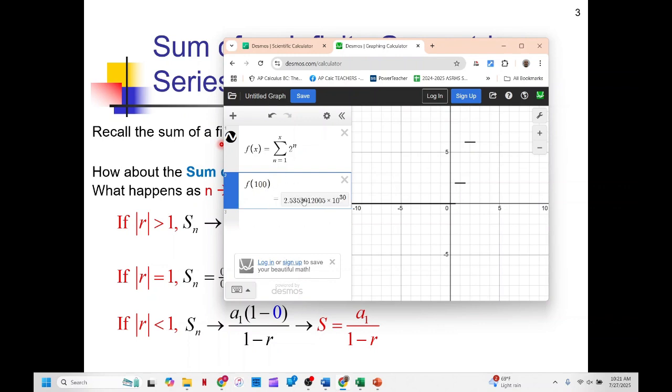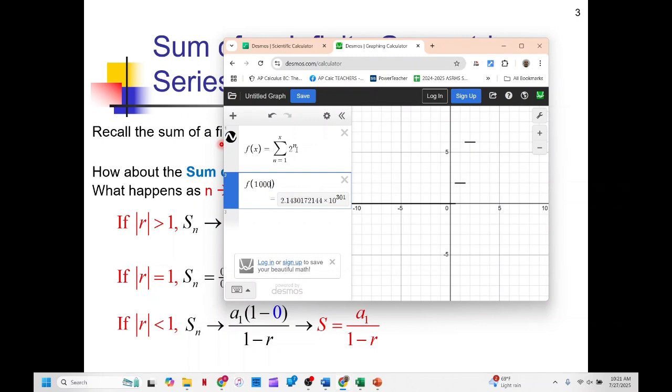First 100 terms of this thing add up to some enormous number. And if I make that 1,000, well, that just keeps getting bigger and bigger. And if I make it 10,000 terms, well, Desmos just gives up. It is actually a finite number, but it's so big that Desmos cannot even conceive of what it might be. Let's just go back to something less undefined.